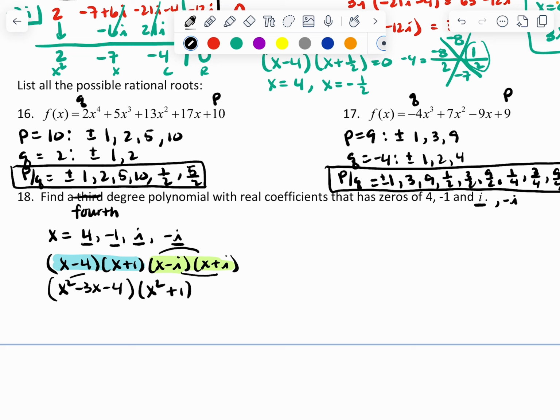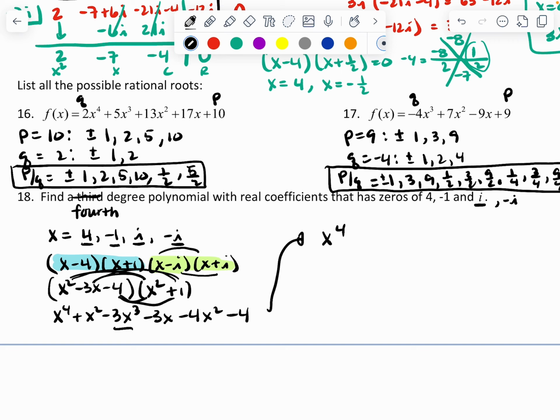And if I FOIL this out, x squared times x squared is x to the 4th, and then I have x squared times 1 is x squared, negative 3x times x squared is negative 3x cubed, then I have negative 3x times 1 is negative 3x, negative 4 times x squared is negative 4x squared, and negative 4 times 1 is negative 4. Rewriting this and combining some like terms, I have x to the 4th, then minus 3x cubed, my bad. And then I have 1x squared minus 4x squared is negative 3x squared. And then I have the minus 3x, and then the minus 4 equals 0.